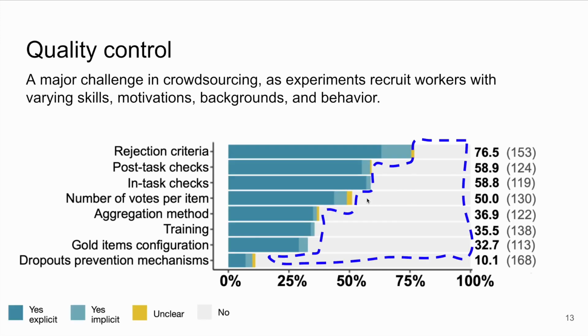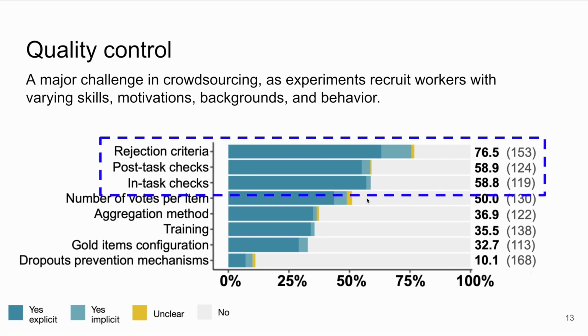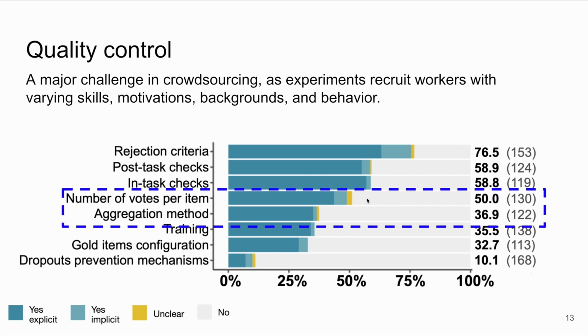Despite their importance, the papers did not fully report the mechanisms employed, as can be noted by the large gray area in the chart. Most of the reported attributes include the criteria used for rejecting contributions, the quality checks performed after the task, and also those checks that take place during the task. It is relevant to notice that while redundancy and aggregation are integral elements to most tasks, these attributes are not well covered by the papers.